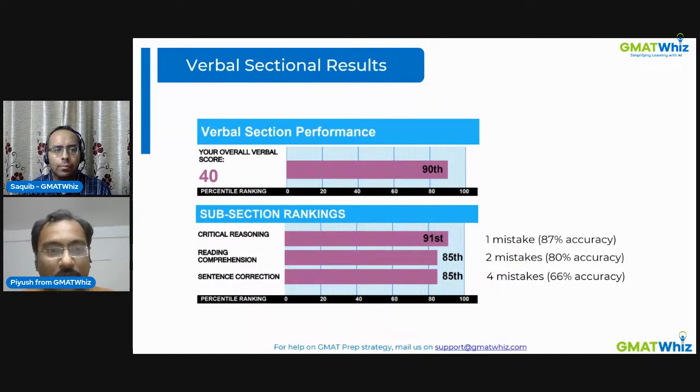You need to go deep down and understand what your weak areas are. And Shakib knows that in SC, he was comparatively weak compared to the other two. He definitely did well, but he was relatively weak compared to the other two, which your other data points are telling you very clearly. Okay, so that is something which is very important.